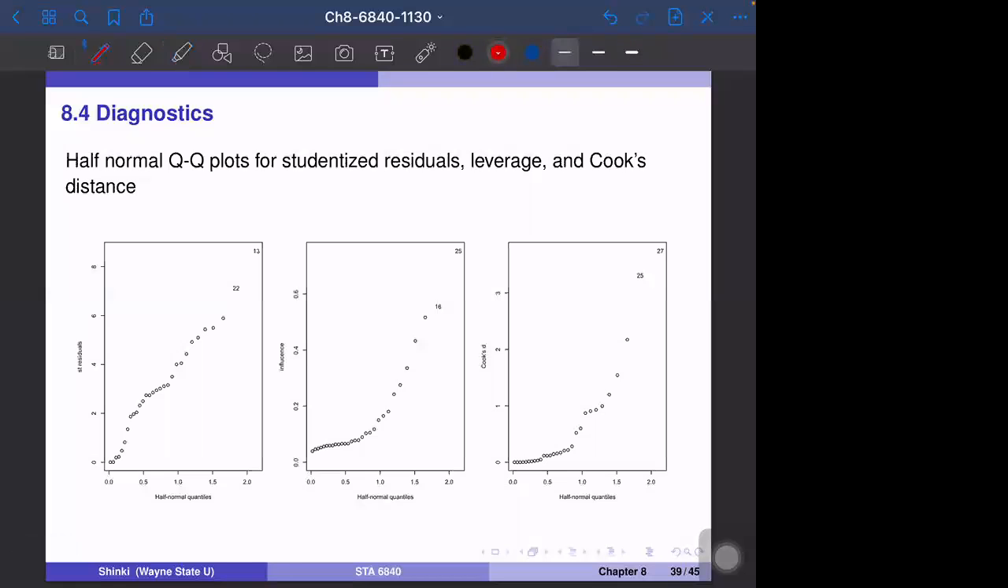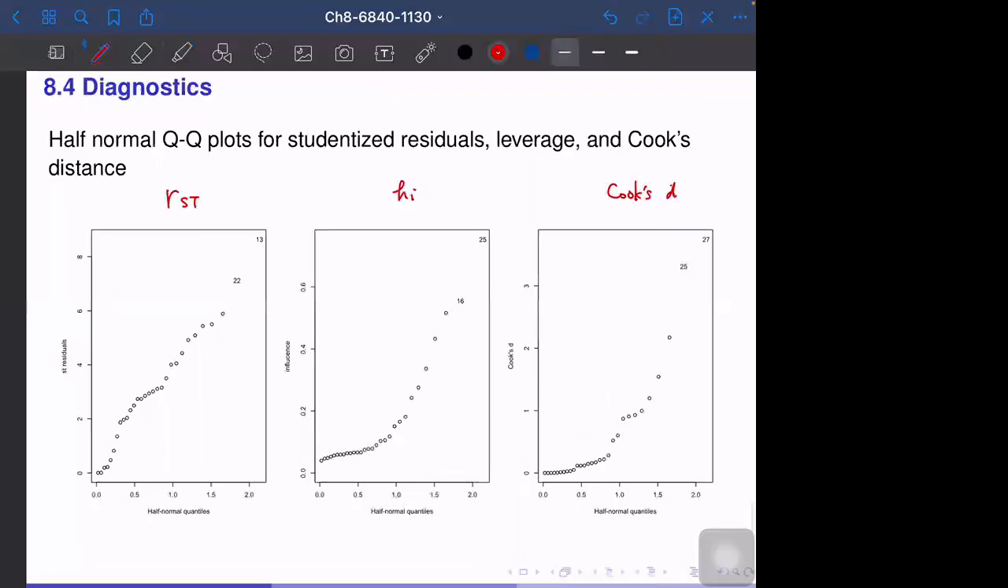So there are several things. This is the studentized residual, this is influence, hi, and this is Cook's distance. And you can see how large some observations are.